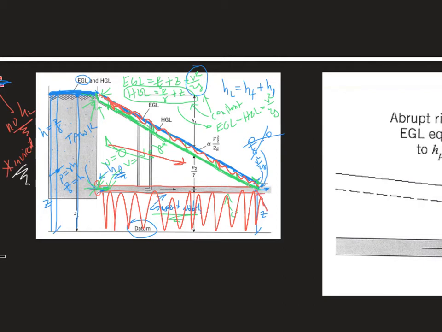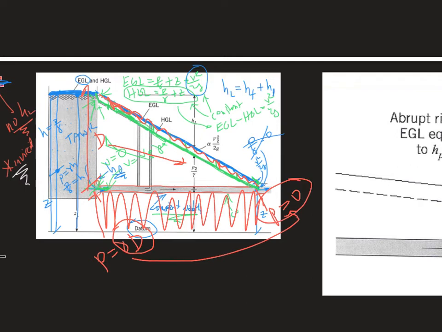Which of course makes sense because the pressure is zero right here, and the pressure right here is gamma times whatever this depth is, capital D. So basically the pressure is pushing from gamma D on one side to zero on the other side, and so it's driving the flow to the right. The only reason it doesn't accelerate infinitely is because we've got friction pushing against it, and the friction is accounted for in the head loss.